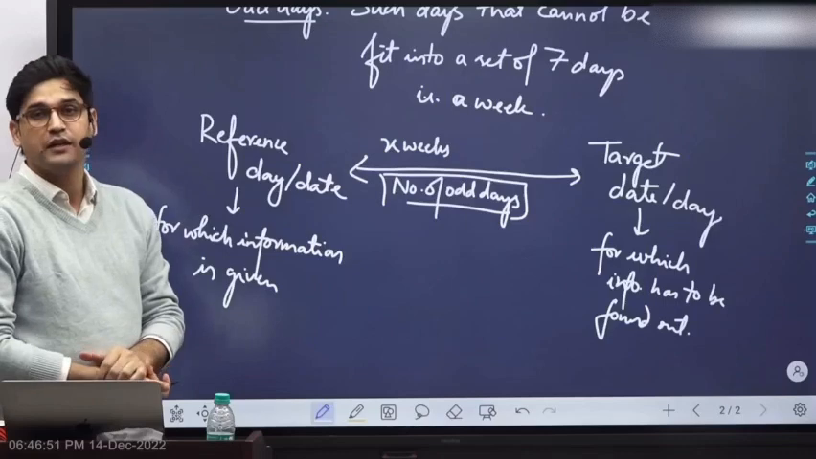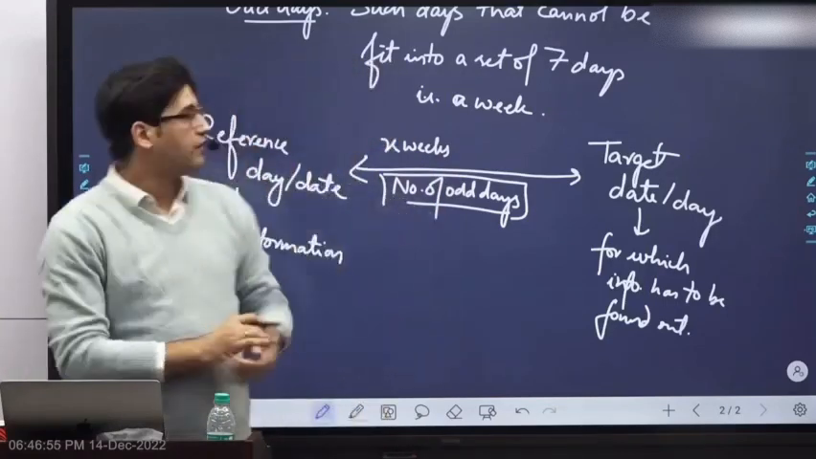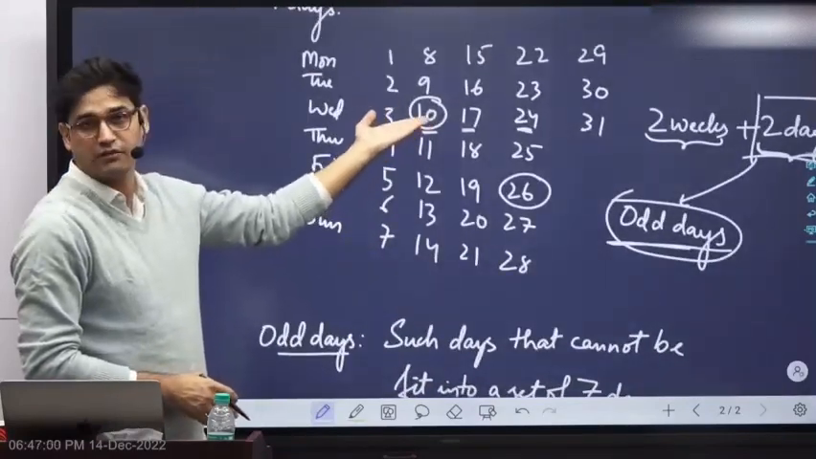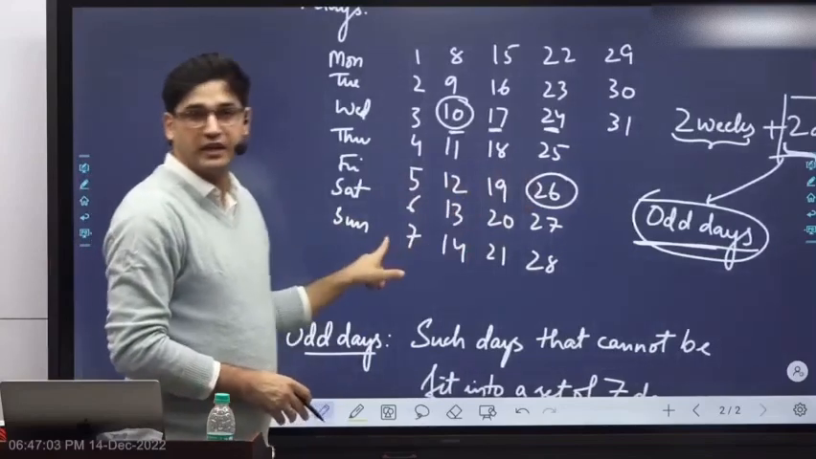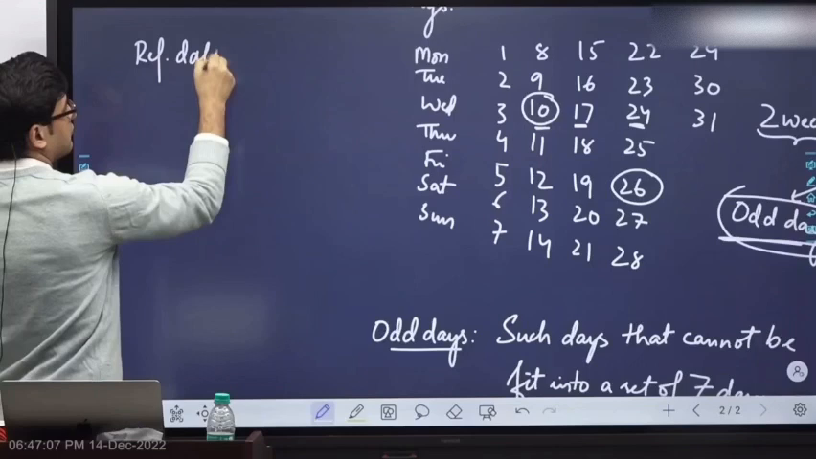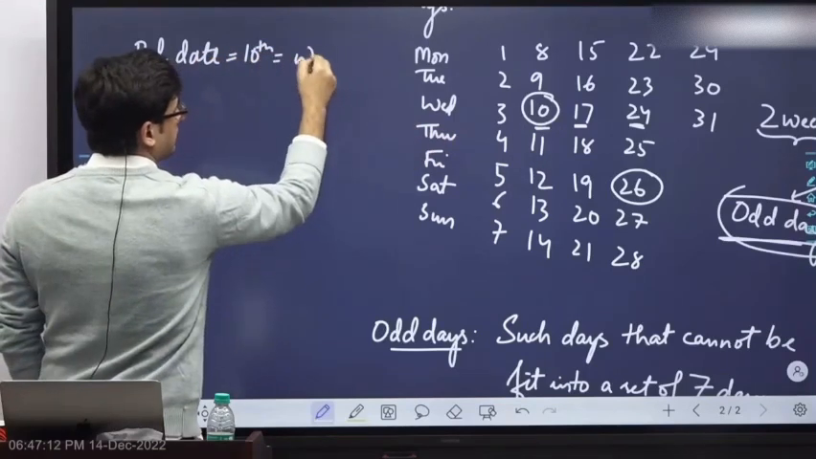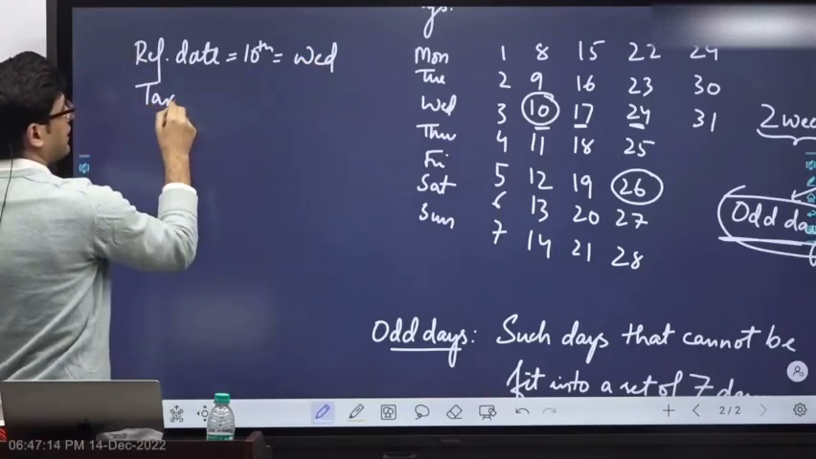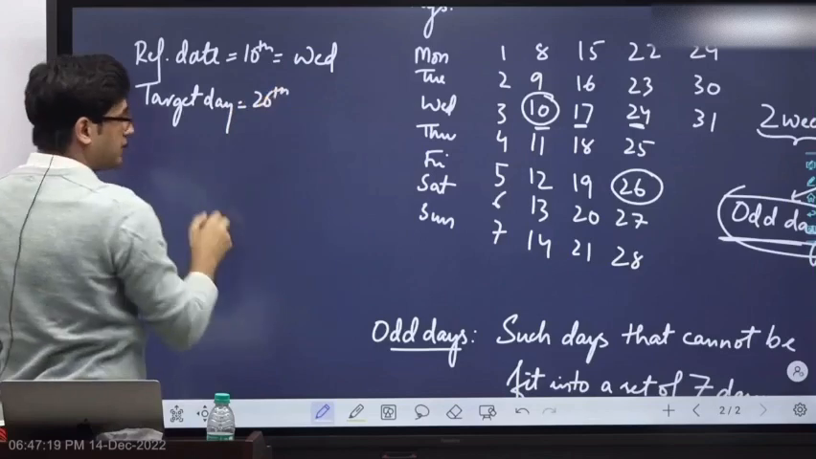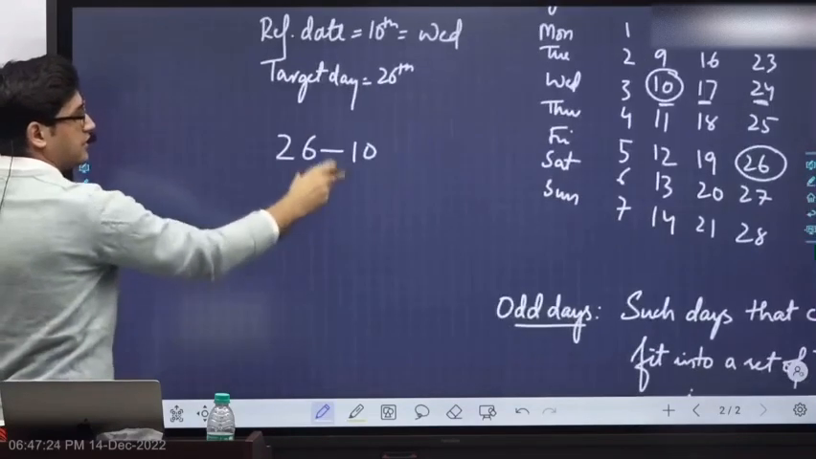What are odd days? Such days that cannot be fit into a particular week or into a set of 7. For example, in the previous example, if I was given, let's say, 10th of the month is a Wednesday, what will be the 26th? 10th is my reference date, which was Wednesday. I was asked to find out the target day, which for me was the 26th. How do I get to finding it? I have to find out the total number of odd days between the target date and the reference day.